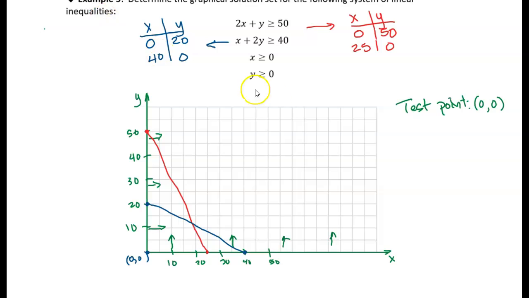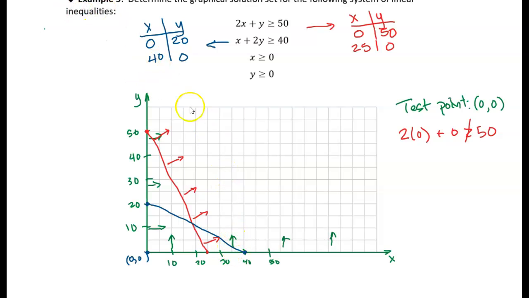All right, and so if I test that point in the first line, 2x plus y is greater than or equal to 50. So I'm just going to take 2 times 0 plus 0 is greater than or equal to 50. And I just want to ask myself, is that true? So no, right? 0 is not greater than 50. So I'm going to put a line through it telling me, okay, that was not true. So 0, 0 is on the wrong side of the line. I want to shade the other side of the line. So I'm going to put arrows on here to indicate that I need points on that side of the red line.